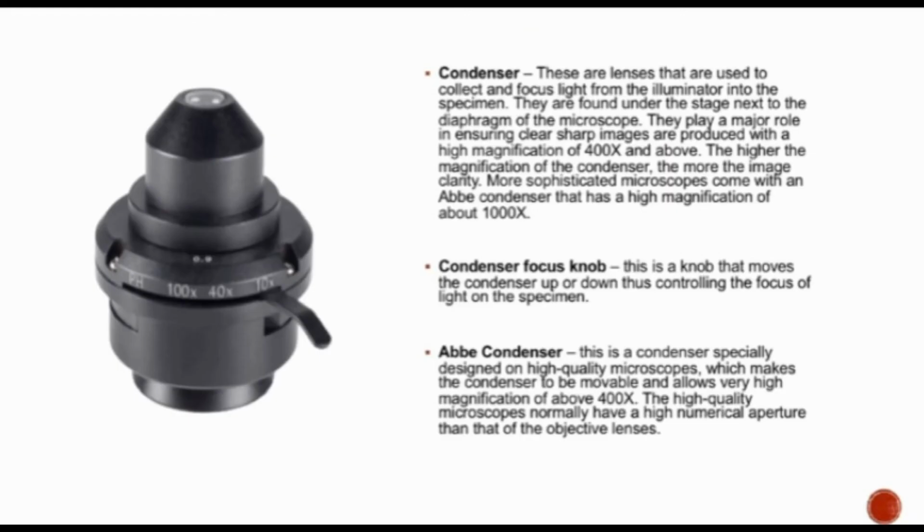Condenser. These are lenses that are used to collect and focus light from the illuminator onto the specimen. They are found under the stage next to the diaphragm of the microscope. They play a major role in ensuring clear, sharp images are produced with a high magnification of 400 times and above. The higher the magnification of the condenser, the more the image clarity. More sophisticated microscopes come with an Abbe condenser that has high magnification of about 1,000 times.